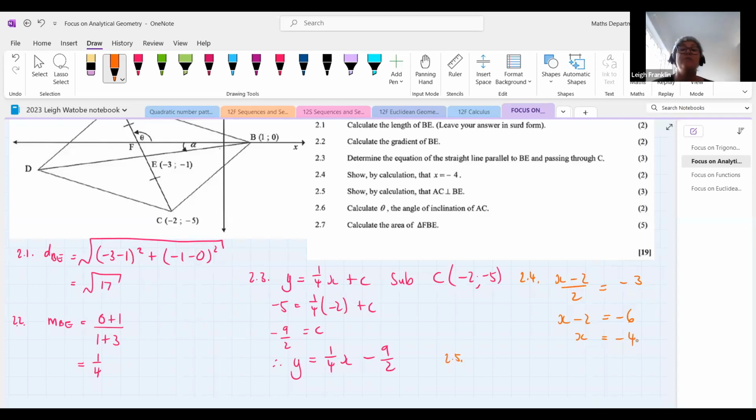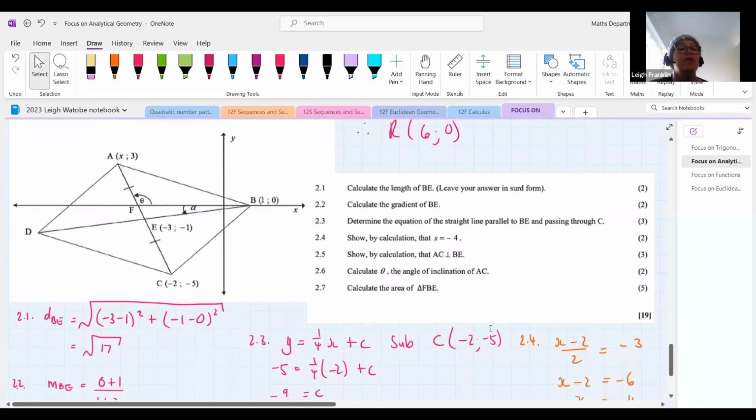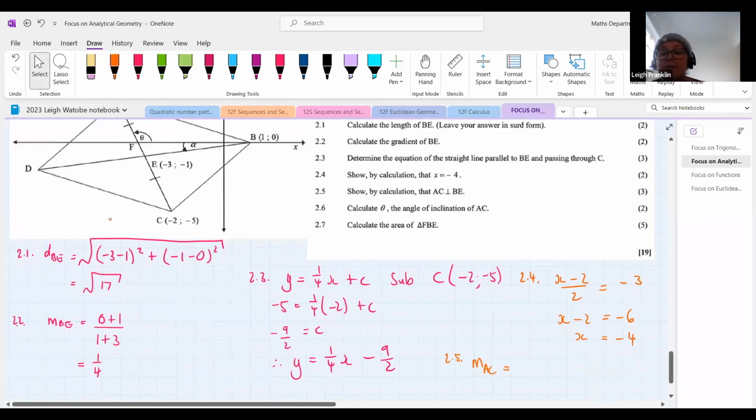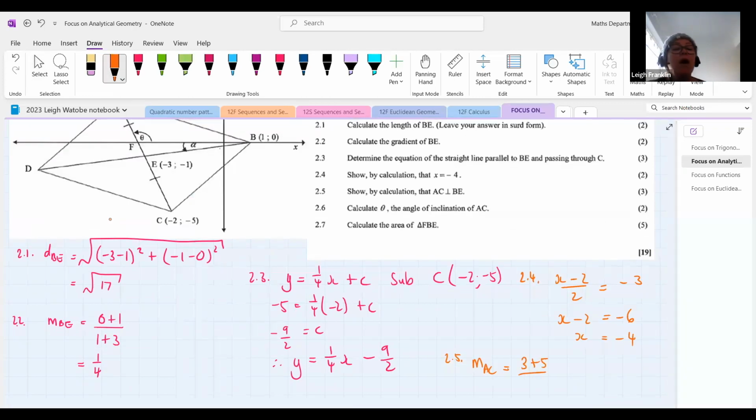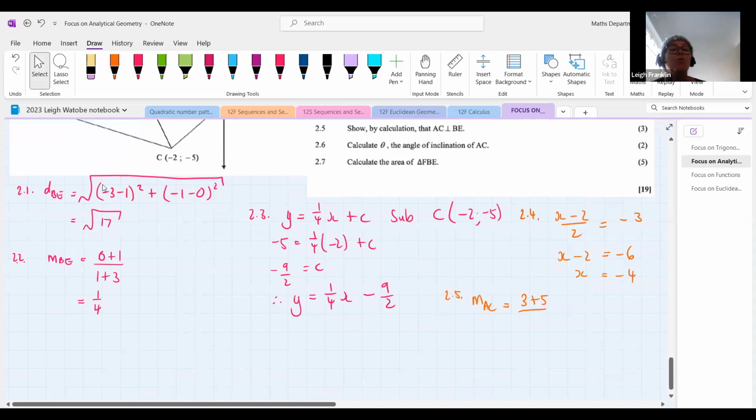2.5. Again, it's a repetition showing that AC and BE are perpendicular to one another. We've got the gradient of BE, so we would just need to work out the gradient of AC, which should be -4 if we've done it correctly. So remember here, that's -4. Can you see how each thing we calculate helps us with the next one? So we've got 3 plus 5 as our change in y, and then at the bottom -4 plus 2. So that gives us 8/2, which is -4. We were expecting that as an answer.